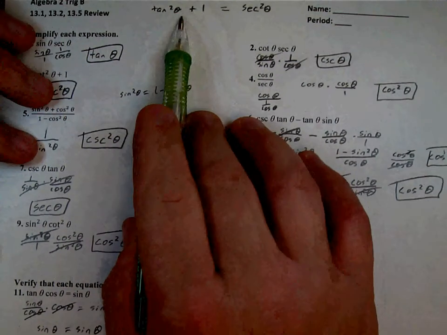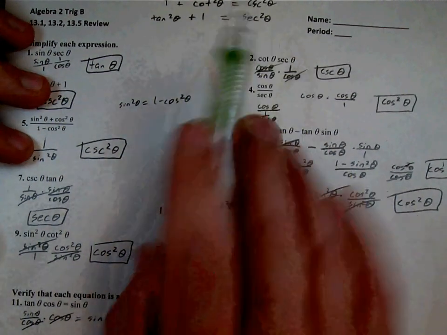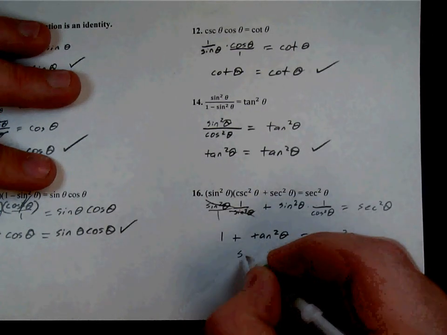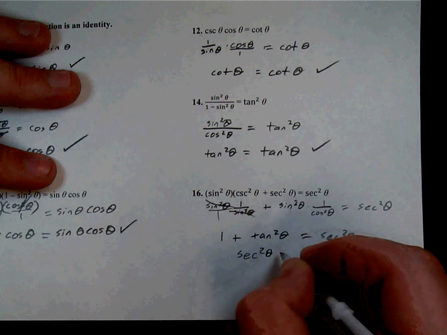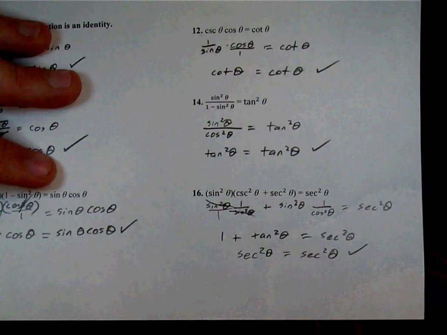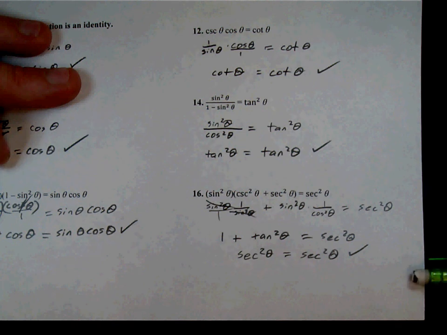Take a look up here. For 1 plus tangent squared, it's one of our identities, it's equal to secant squared. So I'm going to replace 1 plus tangent squared with secant squared of theta. Secant squared of theta equals secant squared of theta. We are finished with the front side.